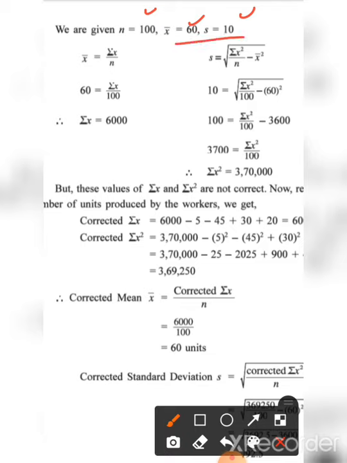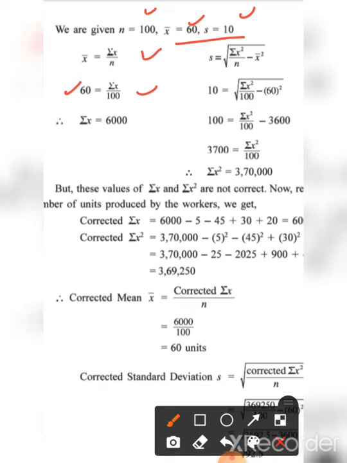Over here the mean and the standard deviation are the wrong ones, but the total number of observations is going to remain the same, that is 100, and that is a corrected one. Now we know that the formula for our x bar is sigma xi upon n. X bar is 60, which they have given us already but is a wrong one, equal to sigma xi upon n, that is 100.